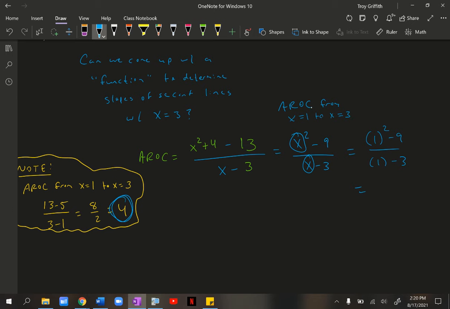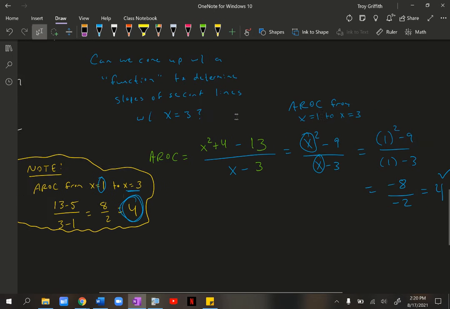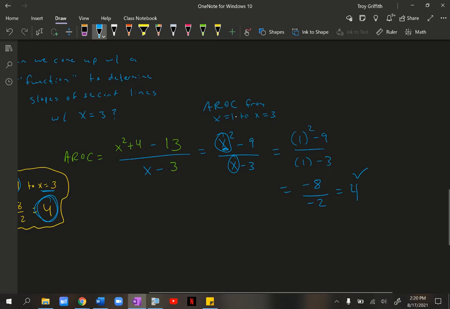1 squared minus 9, that's 1 minus 9 is negative 8. 1 minus 3 is negative 2. And I get this average rate of change of 4. So it seems like this function that I've come up with is working right here. It allowed me to find the average rate of change from, I could pick whatever I want for x right here, from that x value to x equals 3. I could plug it into this function for x, and it would give me the average rate of change between those 2 points in time.